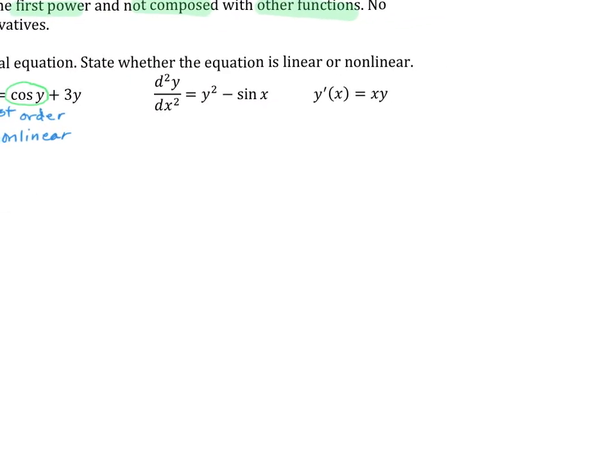All right, so what about this second derivative of y with respect to x equal to y squared minus sine of x? Well, there's a second derivative, and that's the highest order. So this is going to be a second order differential equation. Now, is this linear? No, this is not linear, not because of the sine of x. It's because, remember, it's the function y. The function y is y squared, so it's actually y times y. So that's a product of a function with itself. That makes it nonlinear.